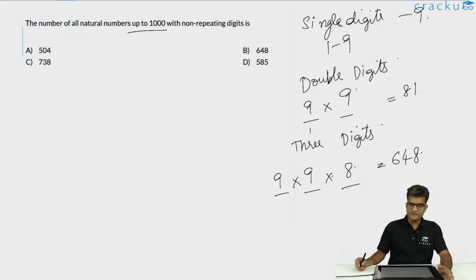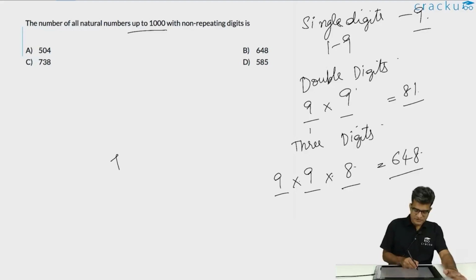So the total number of natural numbers which are less than 1000 with unique digits is 648 plus 81 plus 9, which is equal to 738. So the answer for this question is option C.